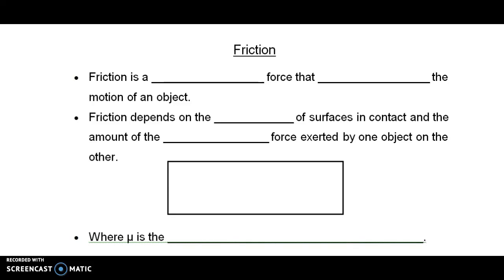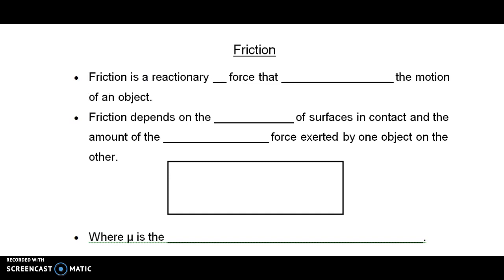For this lesson, we're going to be talking about friction. Now, friction is known as a reactionary force, and what it does is that it opposes the motion of an object. Friction depends on two things.